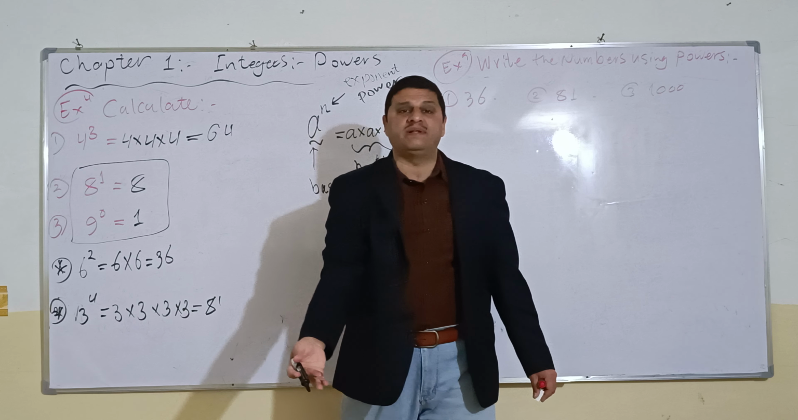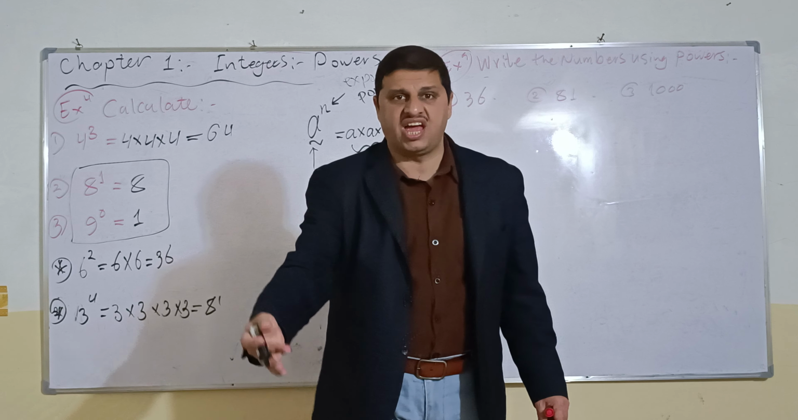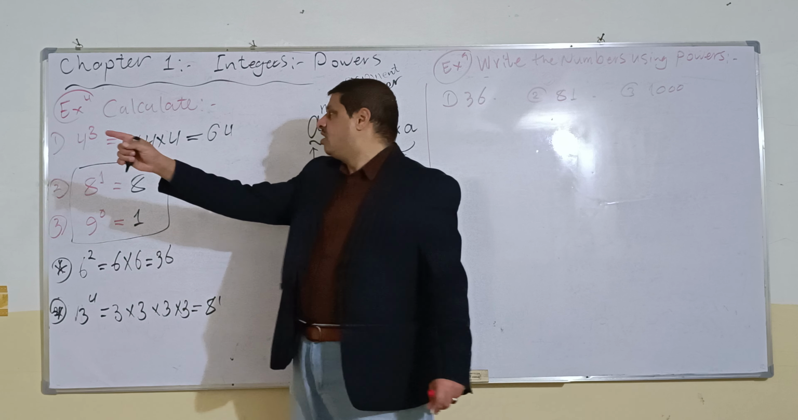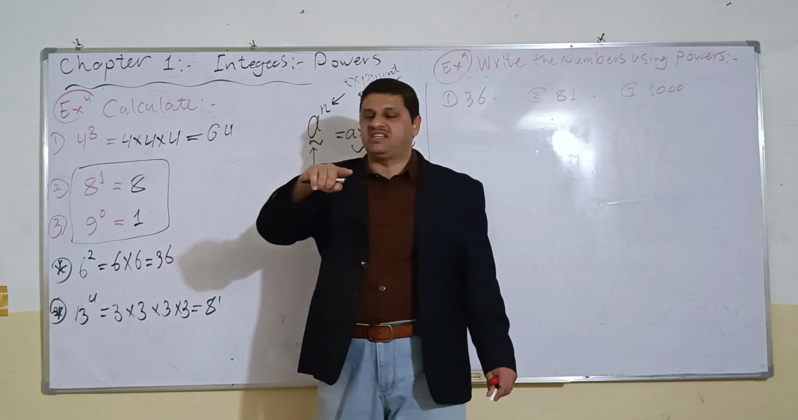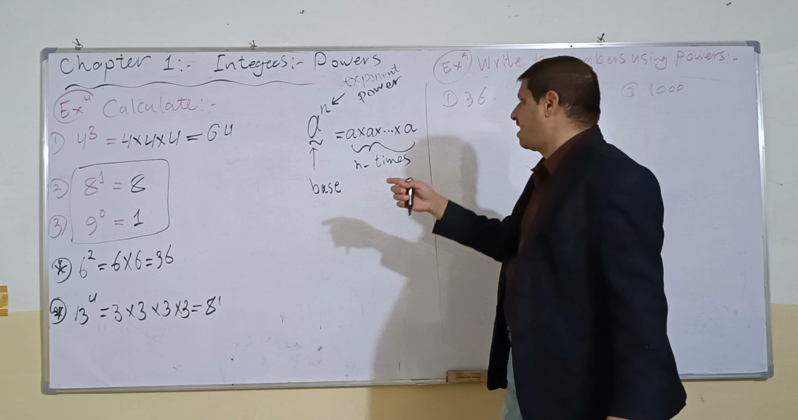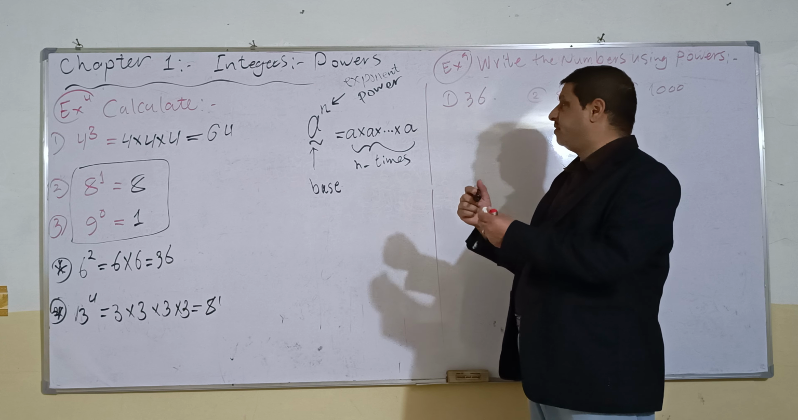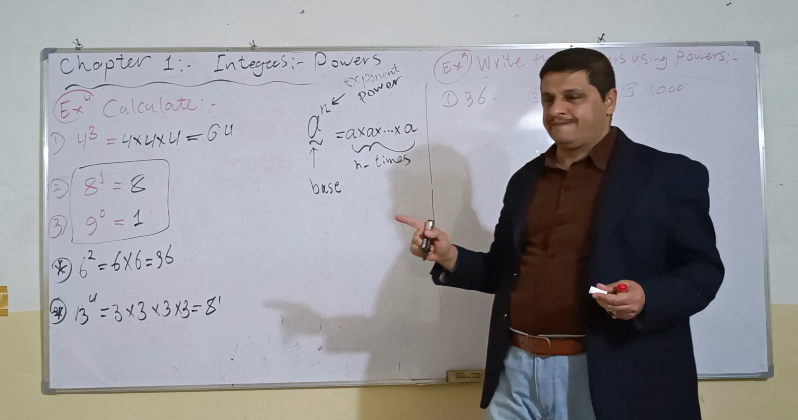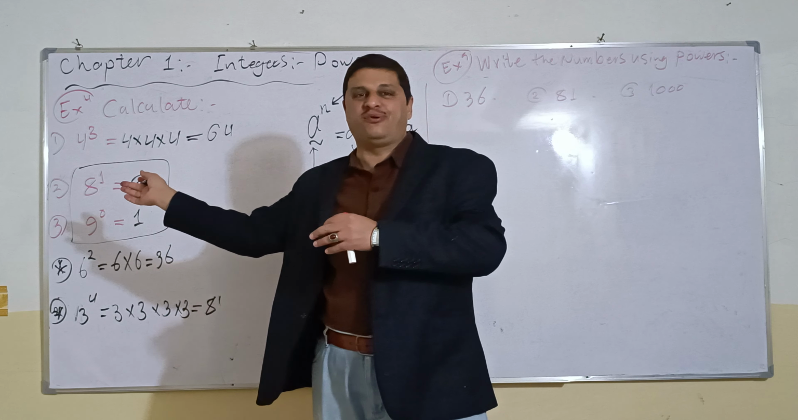When it says calculate, I will multiply the number by itself according to the power that exists in the exponent. Now let's take an example. Example number 5: write the numbers using powers. This is the converse of the previous question.